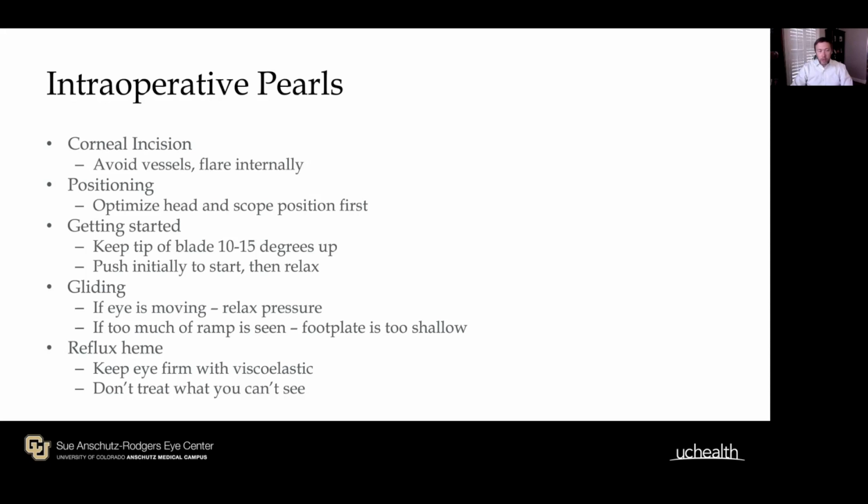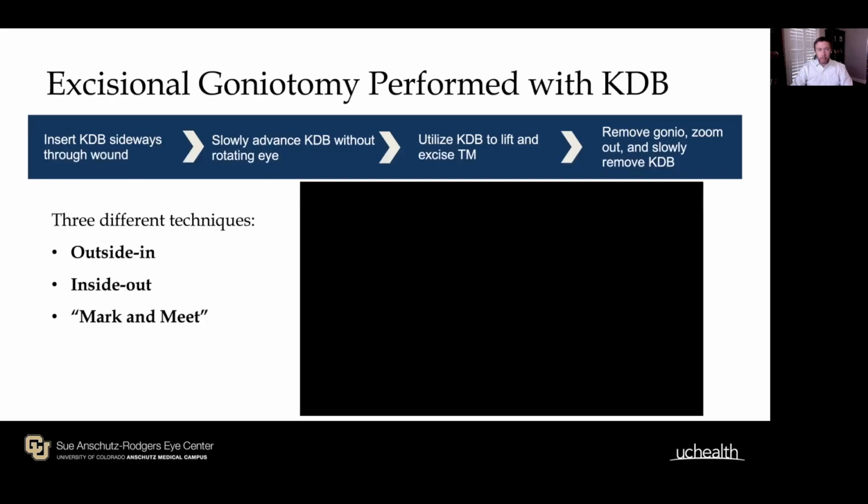And if you're seeing too much of the ramp, you need to seat the footplate a little deeper within the canal. Heme is going to happen with any angle surgery. You want to keep the eye somewhat firm with viscoelastic if you're seeing too much, or add viscoelastic to displace heme. And remember, never treat what you can't see.